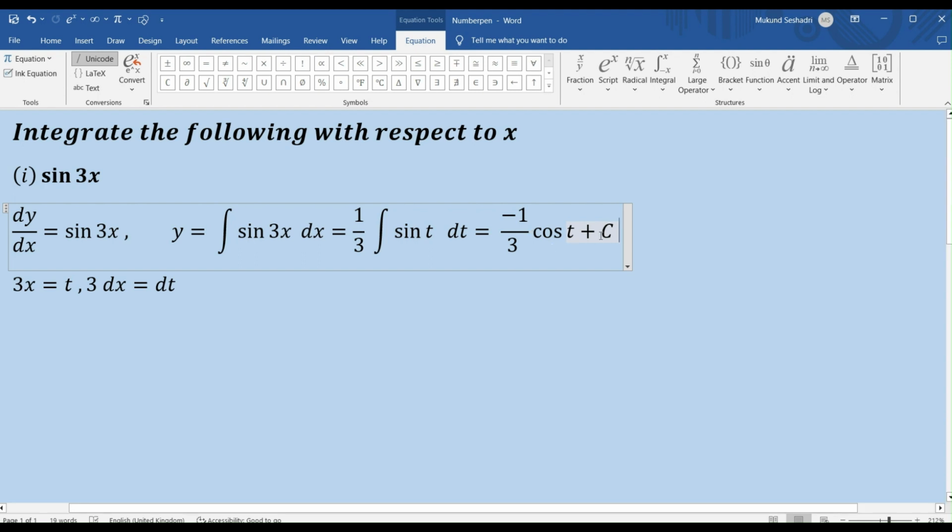So this is what we have, but our final answer is in terms of t, so we put it back in terms of x, which is the usual expectation. And my final answer to this problem in terms of x is minus 1 by 3 times cos 3x plus c. And why is that? Because of the original substitution t equals 3x. So let me highlight the final answer in pink.